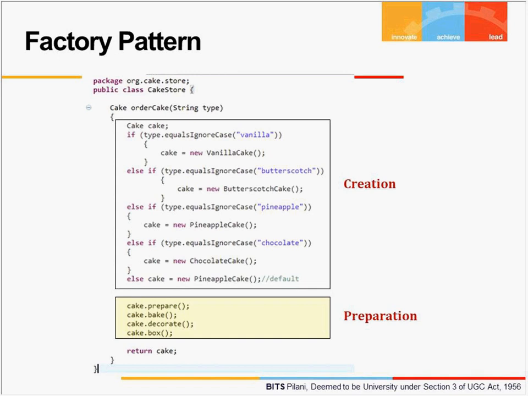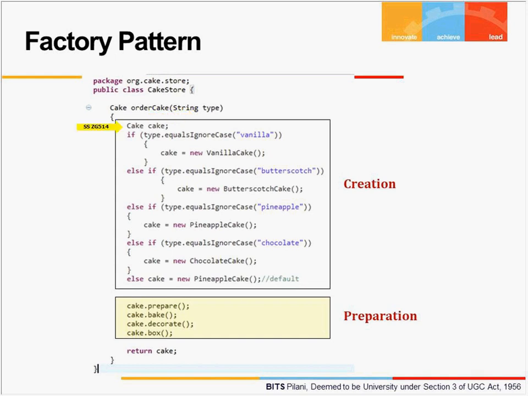Anyways, we can still understand it, right? So this is the cake store class. Okay, it's visible. The class, let me line. So my cake store class has a method called order cake, right? And it takes type, right? Type which gives me which kind of cake is required.